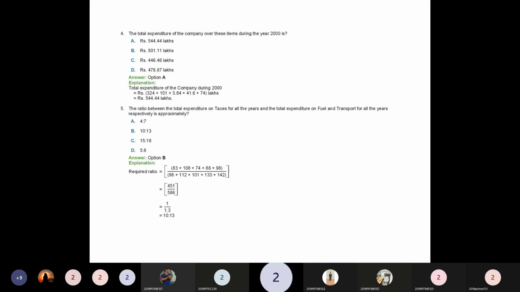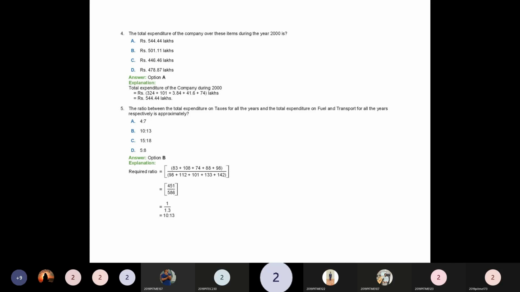So what to do is you add the amount spent for salary, tax, fuel and transport, and of course the interest. If you add all the values, you get the total amount spent by the company in 2000. In 2000, salary 2,324, 101 lakh they spent for fuel and transport, 3.8 for bonus, 41.6 for loan, and 74 lakhs for the tax. If you add all the values, you know how much they spent: 544.44 lakhs in 2000. So option A is correct.